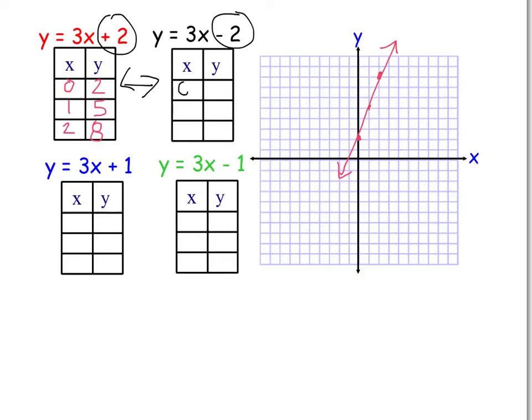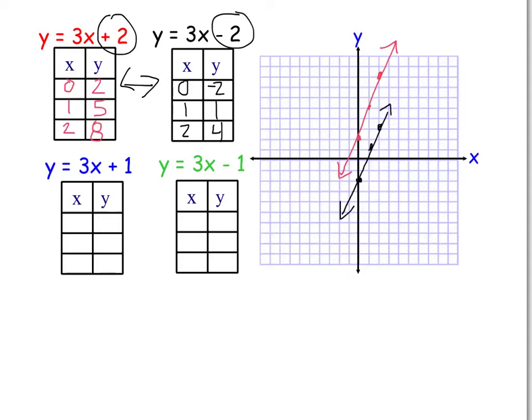So first, let's just graph the same points, 0, 1, and 2. 3 times 0 is 0, minus 2 is negative 2, 3 times 1 is 3, minus 2 is 1, and 3 times 2 is 6, minus 2 is 4. All right, we'll graph that. 0, -2, 1, 1, and 2, 4.